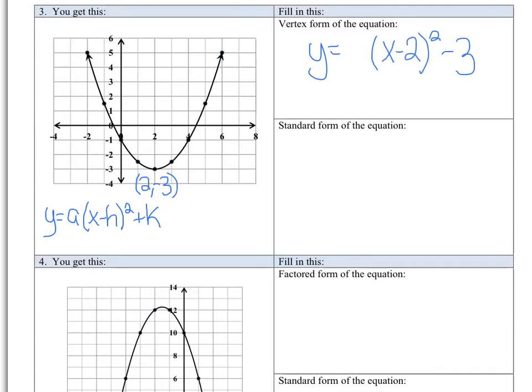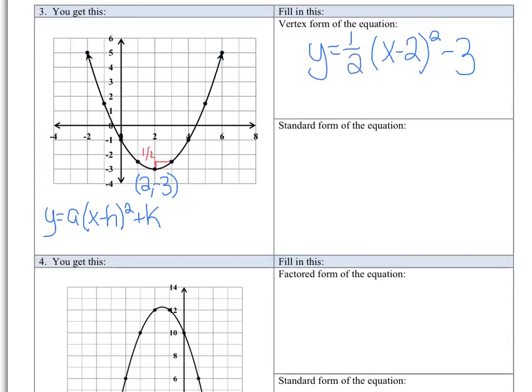Now we need to figure out a, and we have 2 ways to do it. Because we're given a graph and we know the vertex, I can look to see how my next value changes. And when I go over 1 to the right, it only goes up by a half. So I know that that actually is going to be my a. And it's positive because the graph opens up. So we know we're going to have a vertical stretch of 1/2.